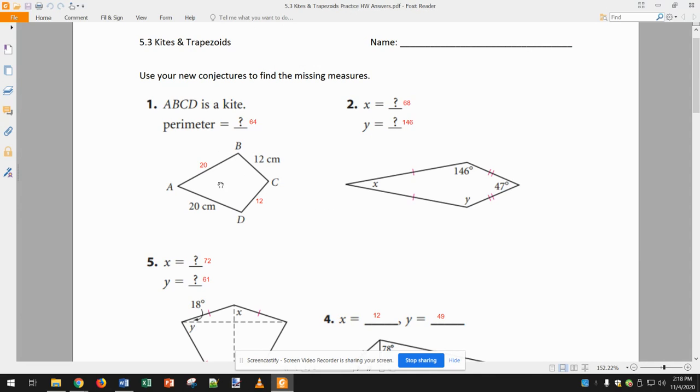Number one, we know the perimeter is 64 because if it's a kite, then these two sides are both 12 and these are both 20. So we add it all up to get 64.